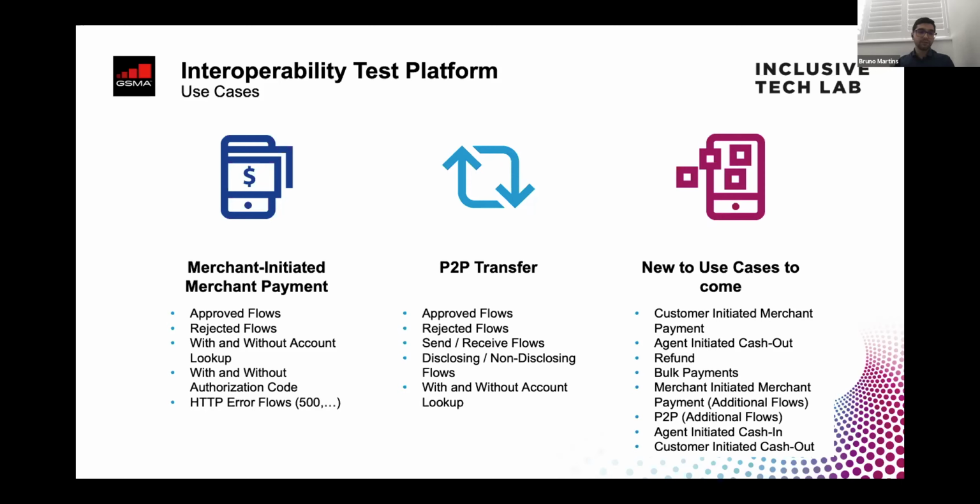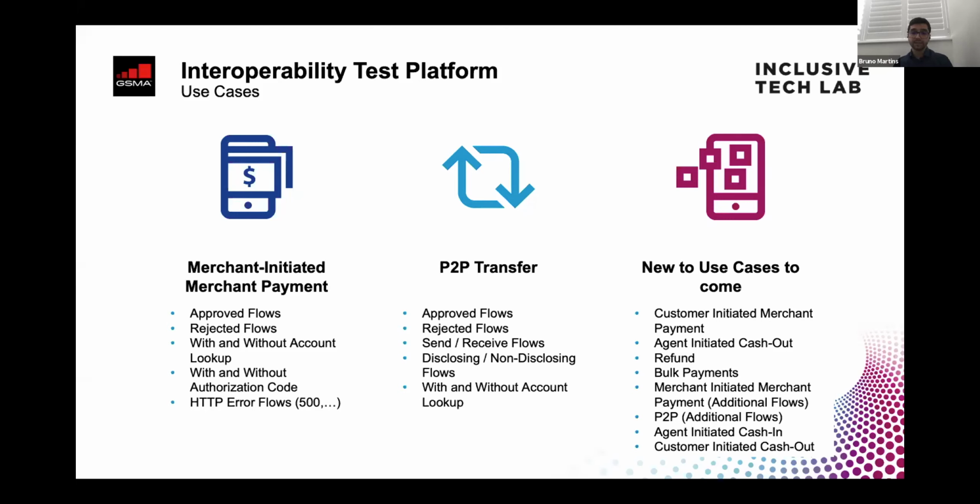On the P2P side, we have the same approved and rejected flows, and then we are doing a mix between send, receive, disclosing, and non-disclosing. So any kind of GFSP and hub can see the difference of the flows, how the fees will be assembled there, and what the difference is, understanding in detail. And again, test cases with account lookup and without. So if you already know how the account lookup works and want to see it faster, you can just remove this step and execute without it, knowing the address of the GFSP on the other side.